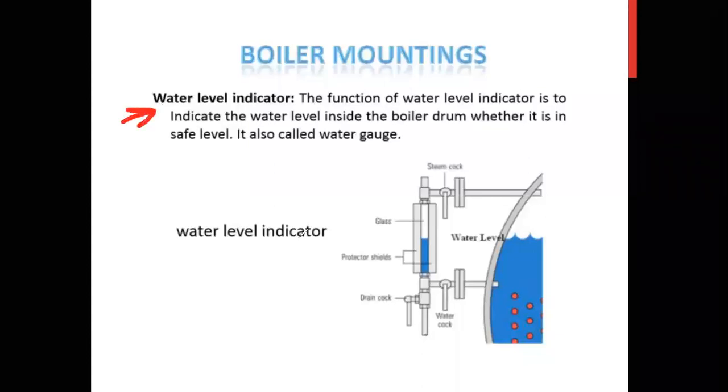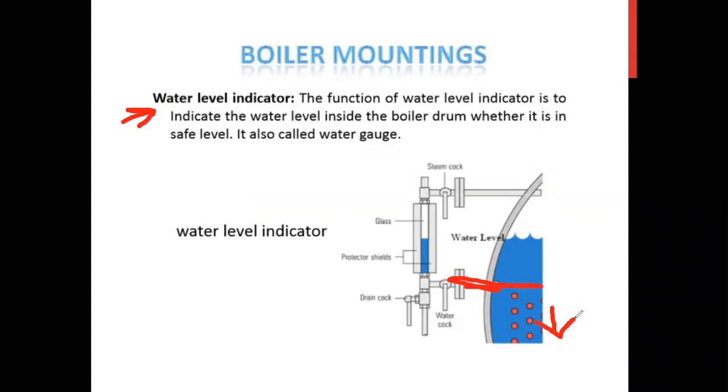There is a water level indicator inside the boiler. What is its function? The function of the water level indicator is to indicate the water level inside the boiler drum. We all know that the boiler is basically full of water, but at a certain time the boiler produces steam and there might be less water. There should be a safety level, and when the water is below this level, it is not safe for the boiler.